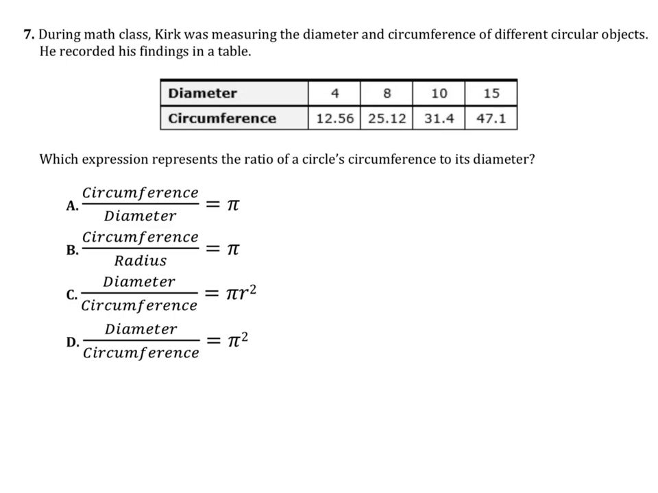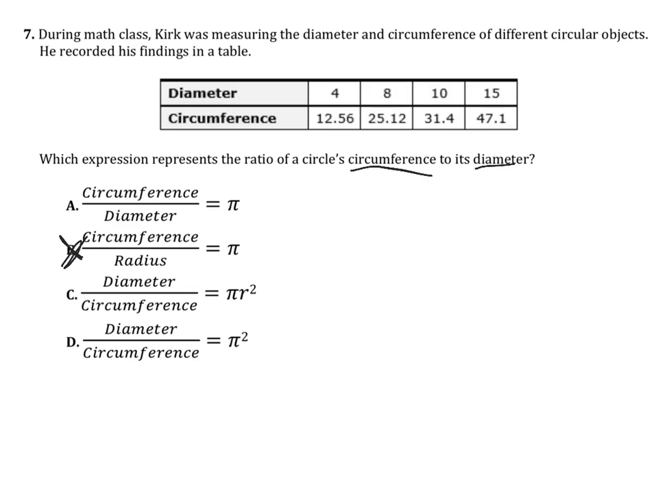So number 7 says, during math class, Kirk was measuring the diameter and circumference of different circular objects. He recorded his findings in the table. Which expression represents the ratio of a circle's circumference to its diameter? Now this is just something that you should know as a student. We know that it needs to equal pi. And we are looking at circumference and diameter alone. So we can cross off anything with radius.